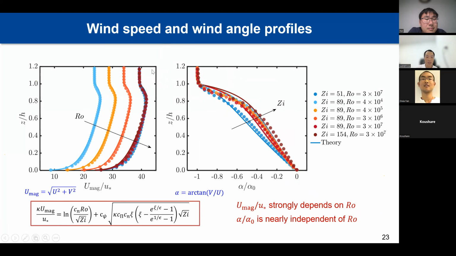So now we can directly compare our model with the numerical simulations. Here it shows first the wind speed profile, and it shows clearly that the wind speed increases significantly as the Rossby number increases, and this can be revealed very clearly from this equation. In contrast, we found the normalized wind angle is nearly independent of the Rossby number, but it can change significantly as the I increases.